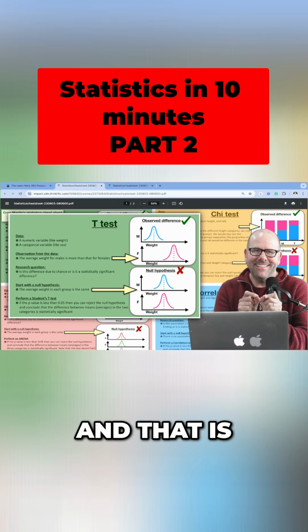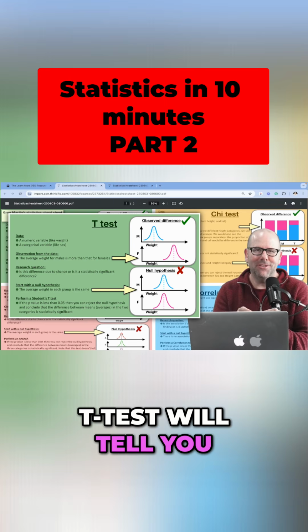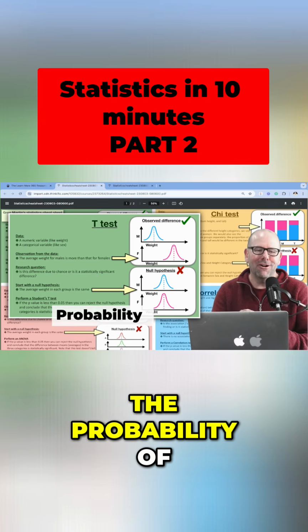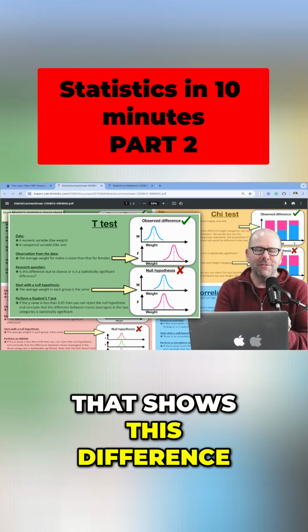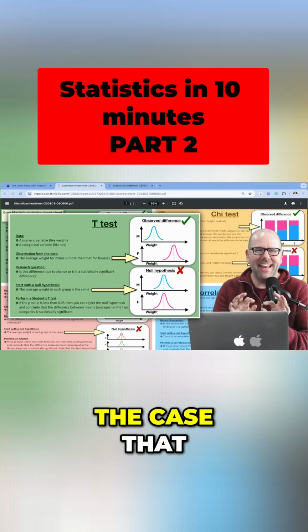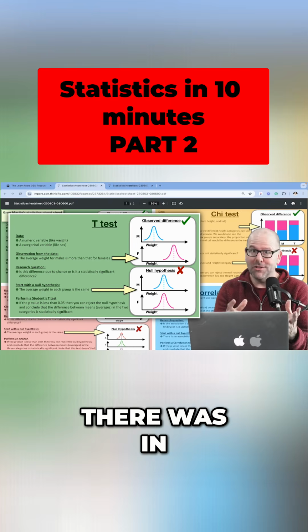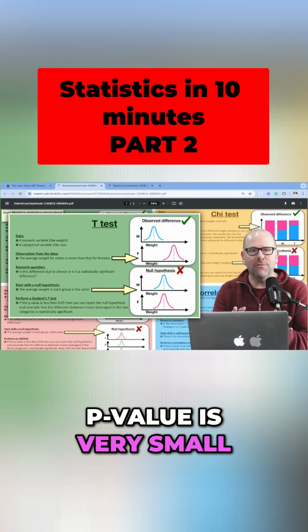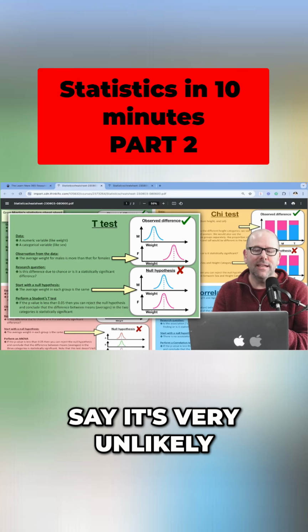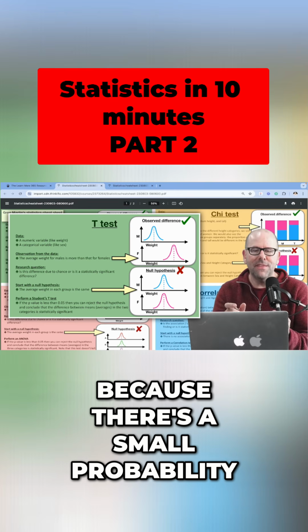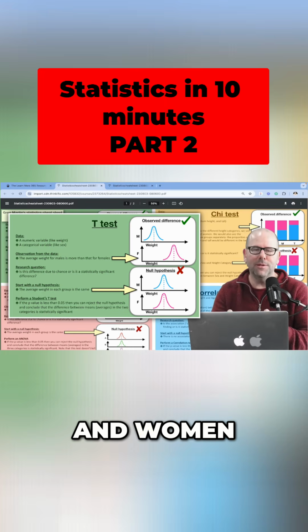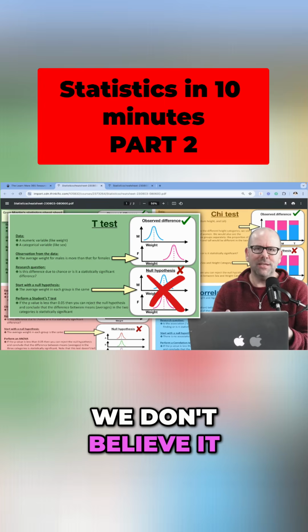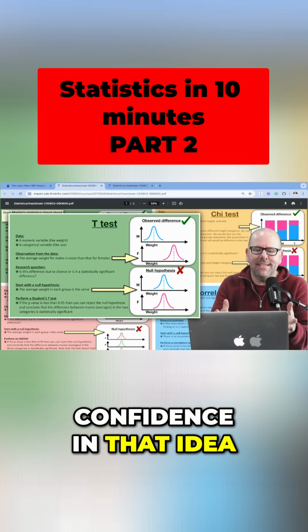And that is exactly what the t-test will tell you. It'll tell you the probability of, by chance, getting a sample that shows this difference, if it were the case that in actual fact, in reality, there was no difference. So if the p-value is very small, we can say it's very unlikely, because there's a small probability that the null hypothesis is true, that there is no difference in the weight of men and women. So we can reject it. We can say we don't believe it. We don't have confidence in that idea.